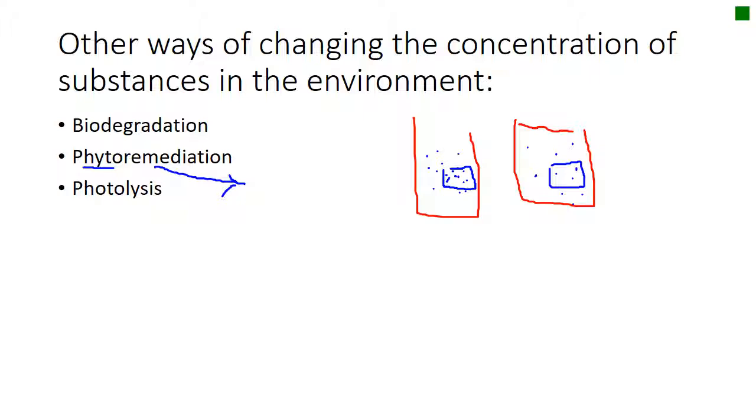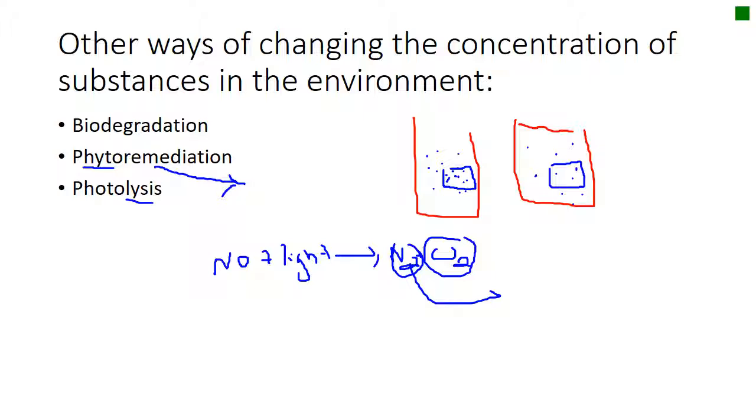Photolysis is a really cool thing where you have light breaking down substances. For example, nitrogen monoxide, in the presence of light, will be broken down into nitrogen gas and oxygen, right? So this is not a balanced equation, but that's just an example. And what's really good about it is we breathe in oxygen, and nitrogen just goes back to nitrogen fixation.